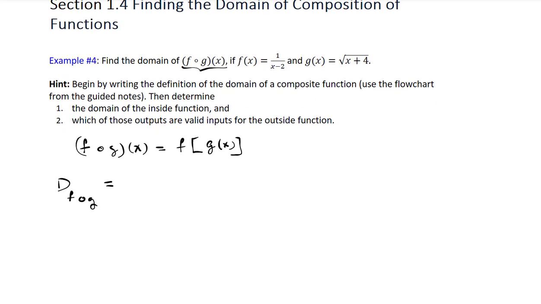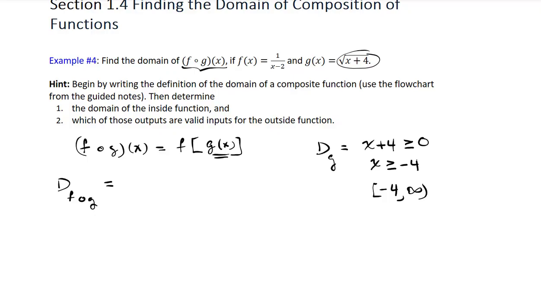We need to start with the domain of the inside function. Now notice that the inside function is g of x. To find the domain of a radical function, the argument, the radicand, cannot be negative, which means that x plus 4 must be greater than or equal to 0. Solving for x, it means that x is greater than or equal to negative 4. So in interval notation, the domain of g of x is the set of all values of x from negative 4 to infinity, including negative 4.